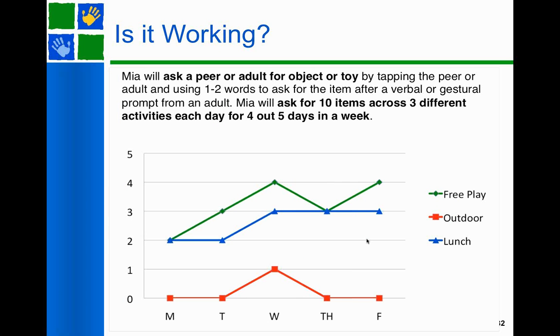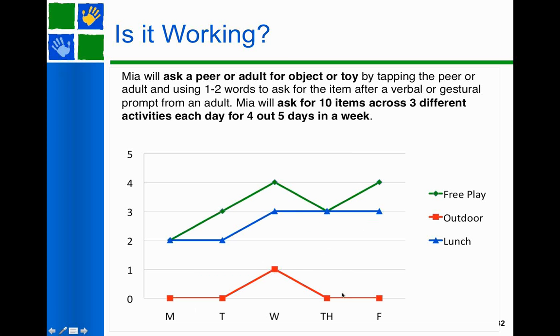And so in this graph, real briefly, what we can see is that the target behavior was for Mia to ask a peer or adult for an object or toy. The criterion was she would ask for 10 items across 3 different activities each day for 4 out of 5 days. And what we see here, of course, is that she's making progress, although not reaching criterion, in asking for objects during free play and lunch.